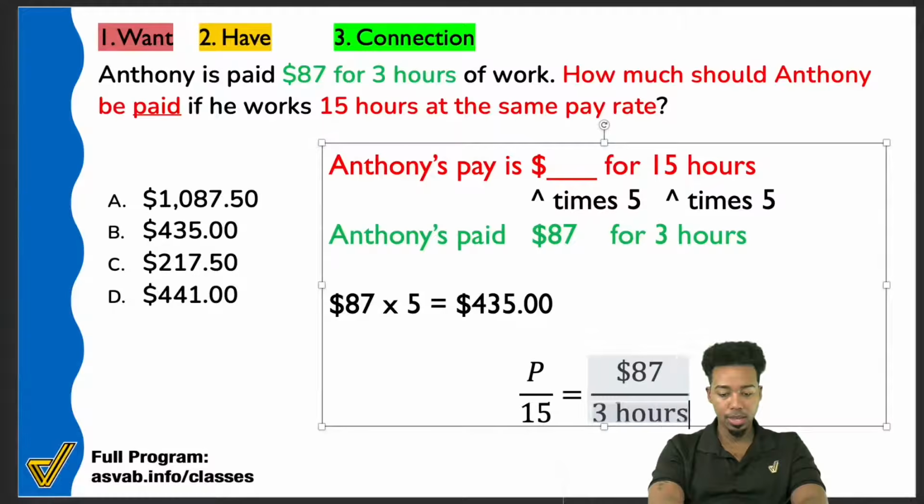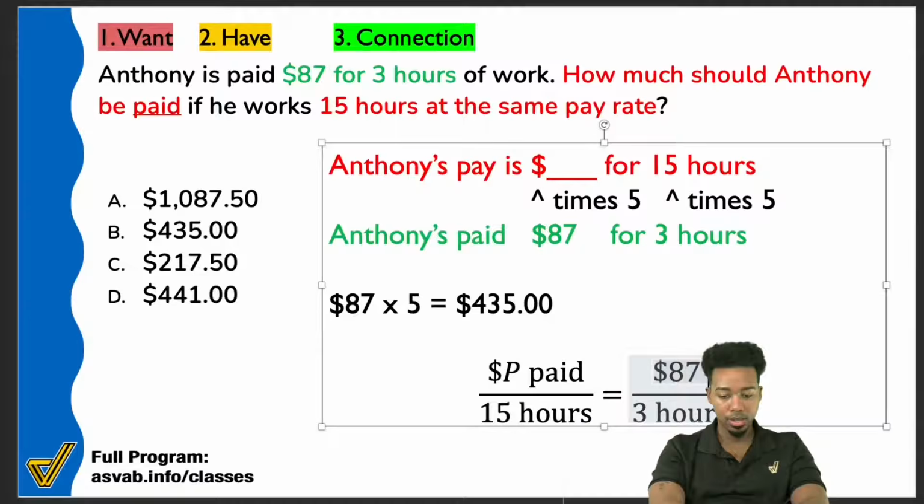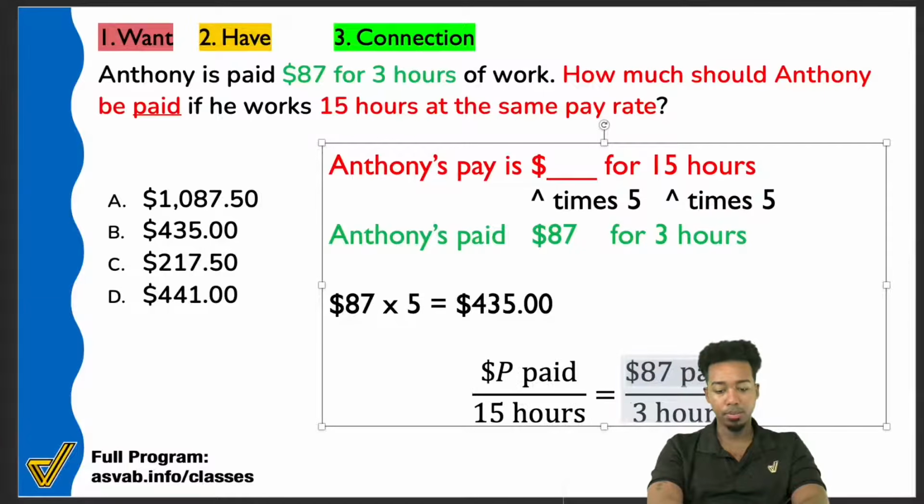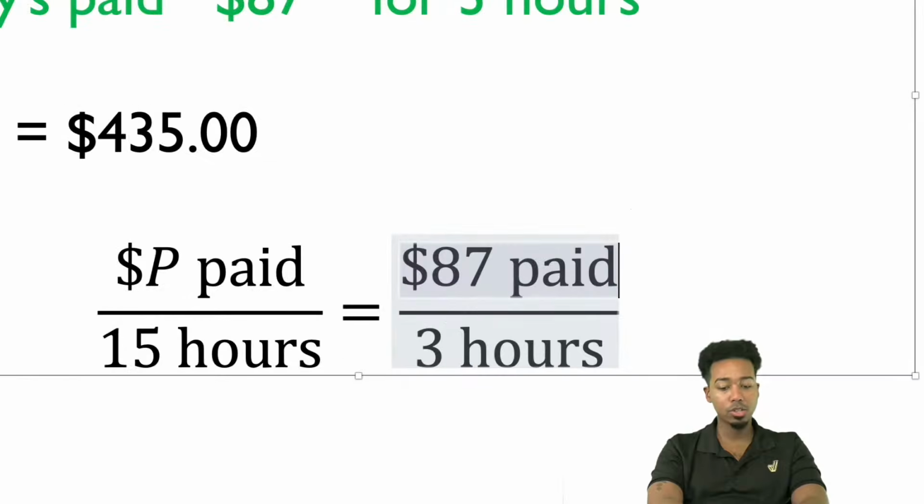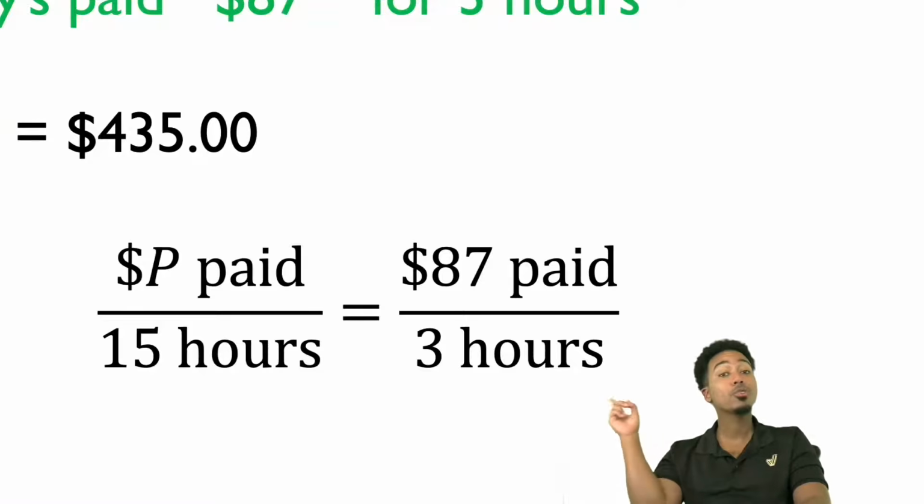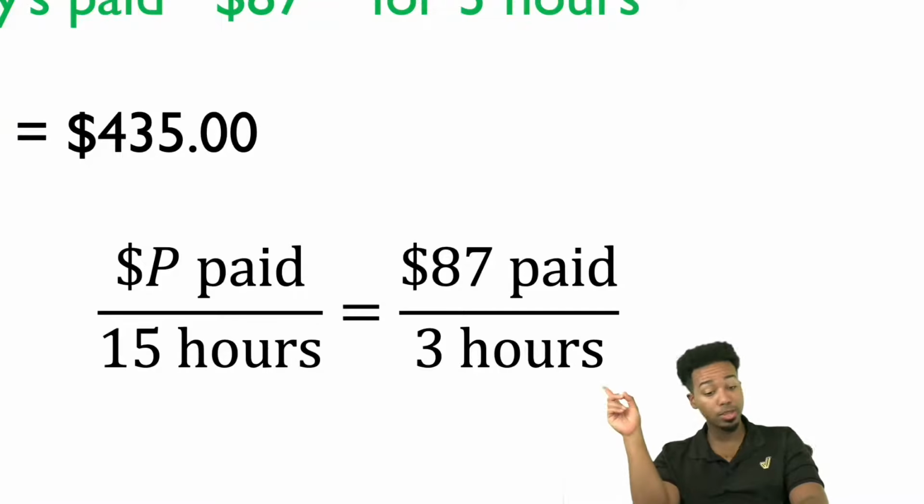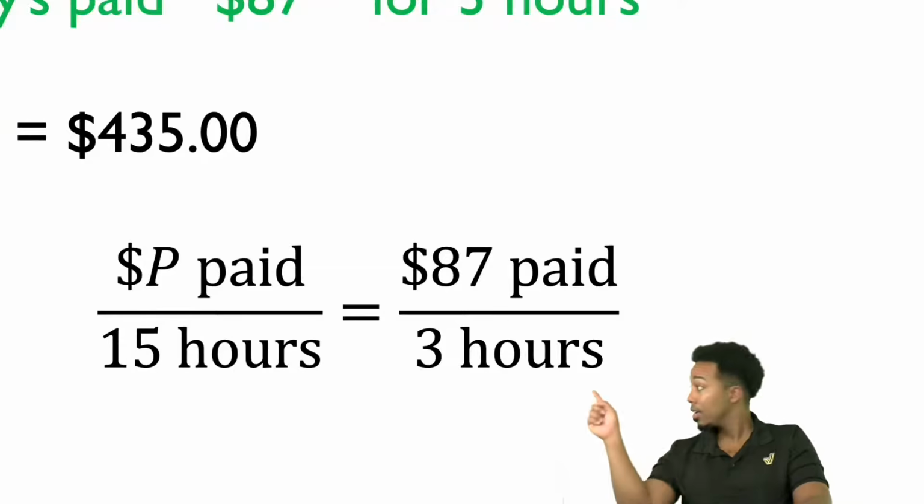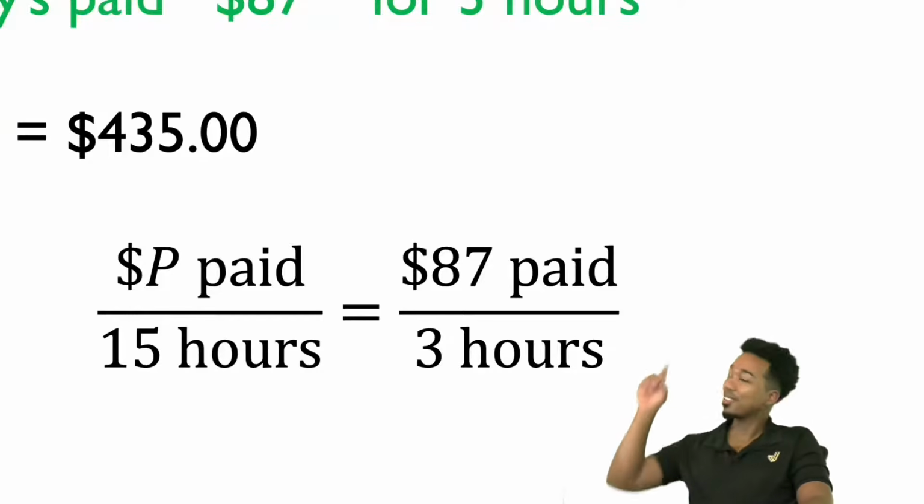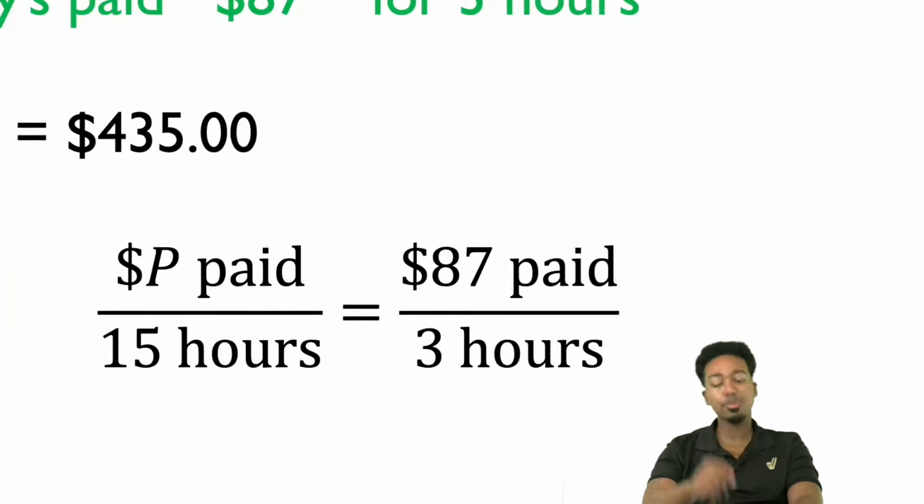So just like that. And then I can write this, and I can say paid. Boom. Does that make a little more sense in terms of setting up the proportion? That would be it. Right there is set up as a proportion. And then you can also notice, again, 3 to 15 times 5, 87 to the answer. That would be times 5 all the way through.